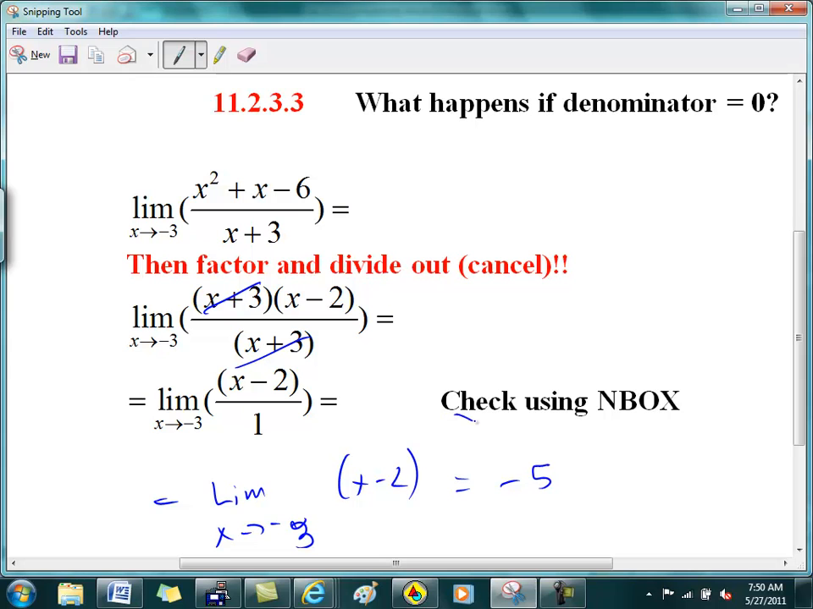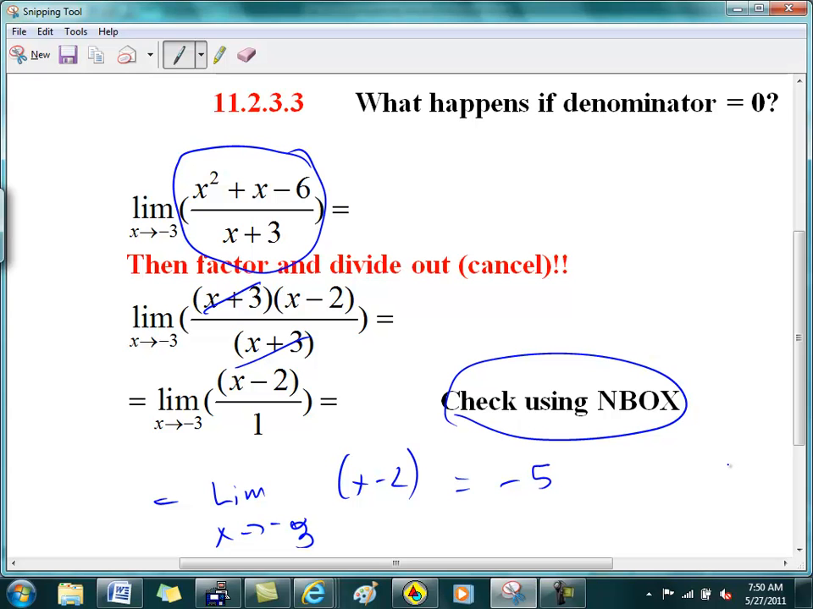And I'm asking you to check using the n box. So what I mean by that is put this in your graphing calculator, graph that, and follow the process that we laid out yesterday. Okay? So graph that and follow the process we laid out yesterday.